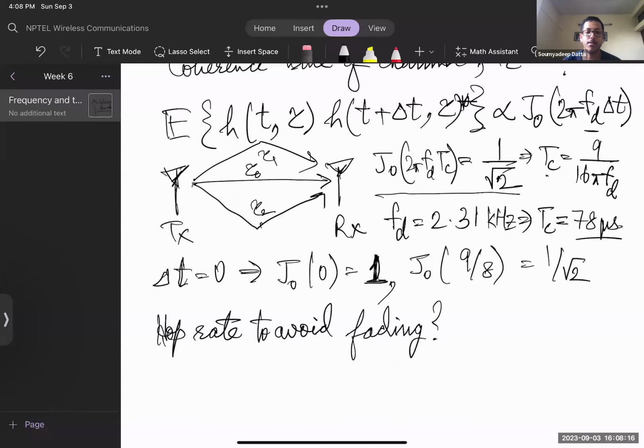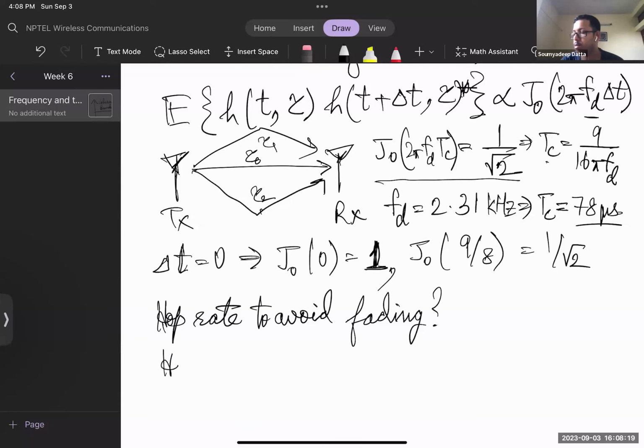So essentially, you know the coherence time TC now. You know that after 78 microseconds, my channel is going to go bad. We measure the channel at time t, and by the time t plus TC, the channel estimate is not relevant anymore because my channel has already fluctuated. So I need to move to a different part of the spectrum. That is why hop rate is equal to 1 by coherence time.